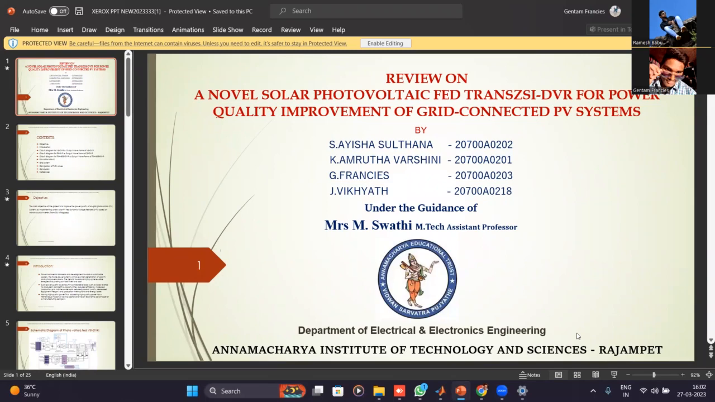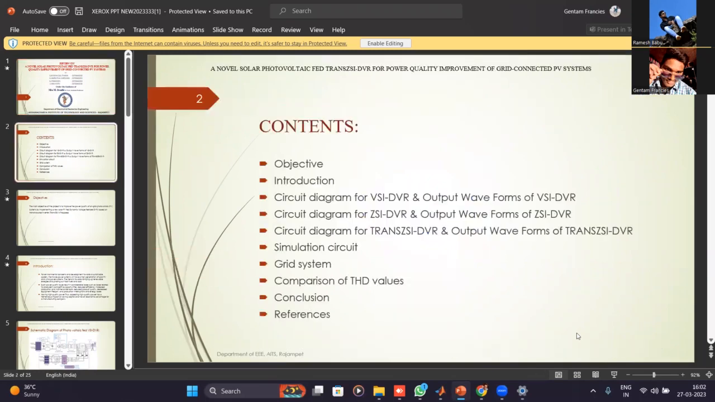Today's agenda is as follows. The topics are objective, introduction, circuit diagram of PSI-DVR, and output waveforms of PSI-DVR, ZSI-DVR and TransZSI-DVR. Here we are conducting simulation circuits on MATLAB and a comparison of THD values. We end with the conclusion and references.